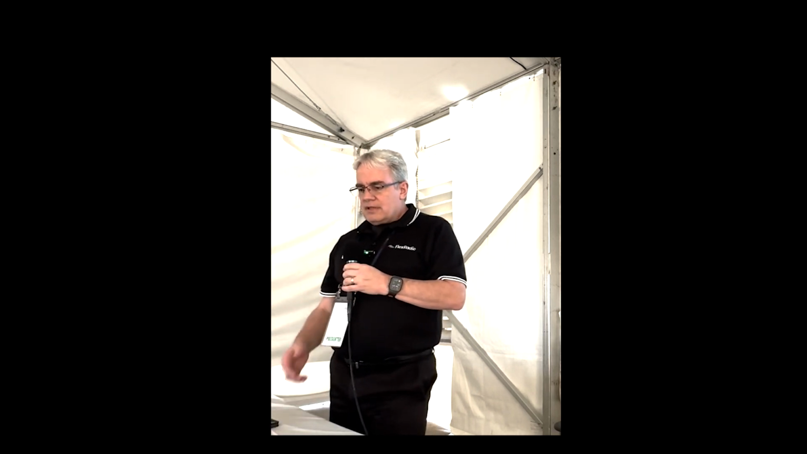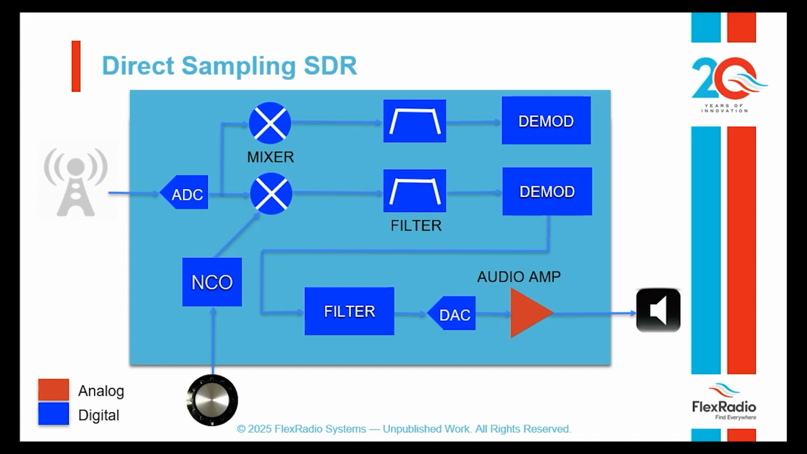All right, so this then is what a direct sampling SDR looks like. You've got a knob, but the knob just changes numbers in the numerical part of the radio. It no longer changes the oscillator. But this is the cool thing we can do: we can add an additional receiver in there. So we can literally put as many of these receivers in here as we have the processing power to deal with.